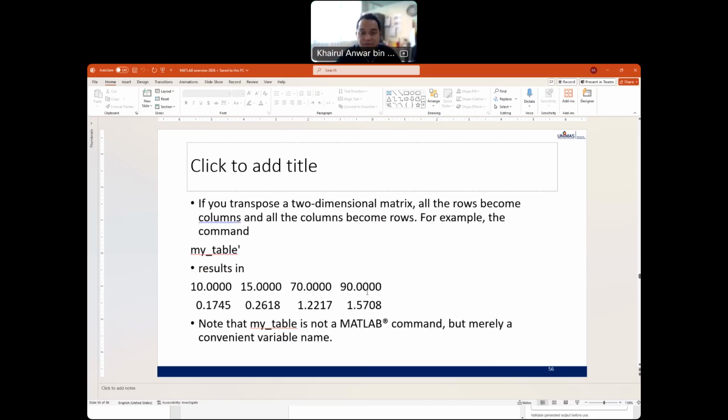If you transpose this two-dimensional matrix, all the rows become columns and all the columns become rows. For example, the command my table. So my table transposed results in changing the two columns into two rows. So note that my table is not a MATLAB command, but merely a convenient variable name. Okay. So the command is this symbol, the name, my table.